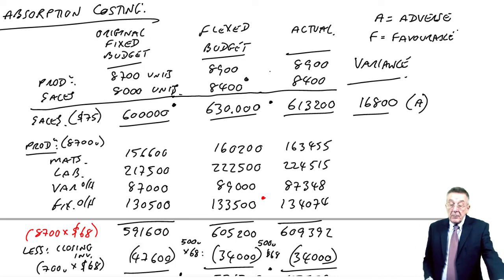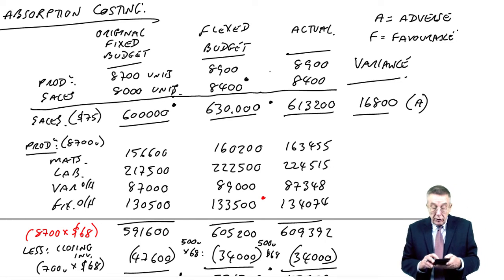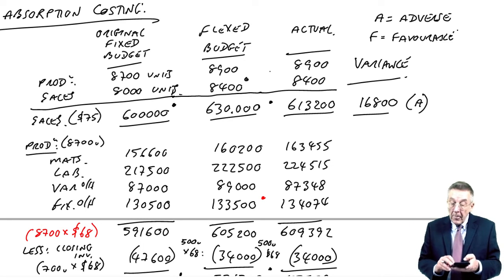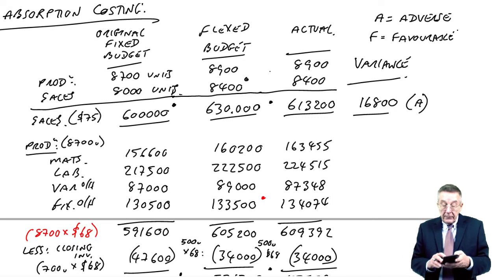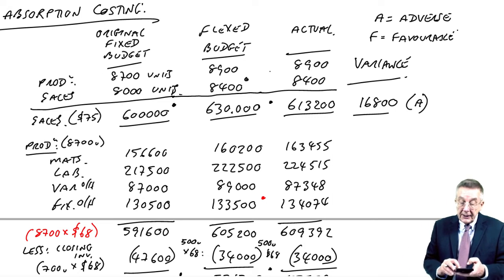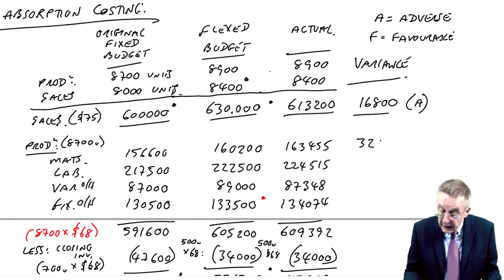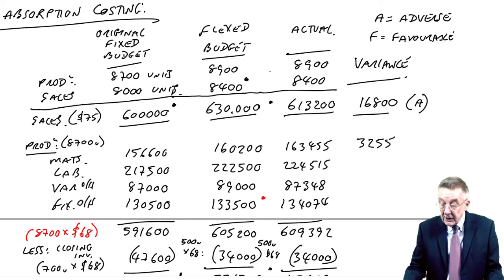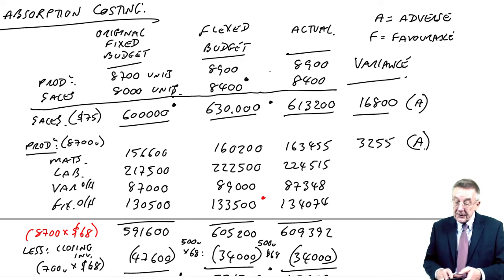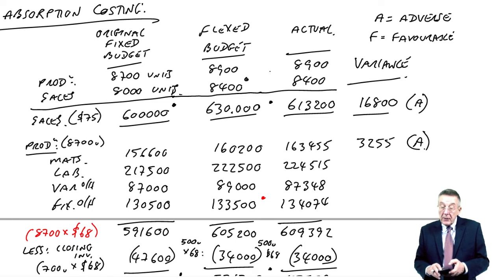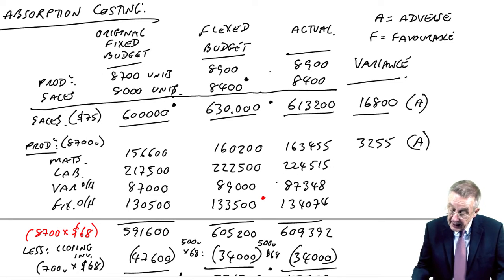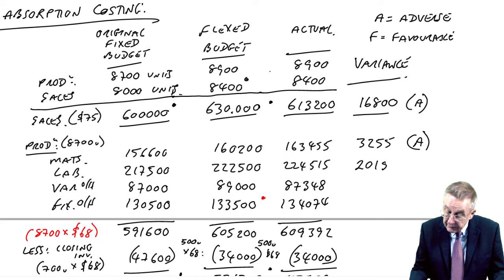Looking at the costs, materials, we spent 163,455. For our level of activity, we should have spent 160,200. So we overspent. Overspend means less profit. It's adverse. Labour again we overspent. I can do it in my head. The difference is 2,015.